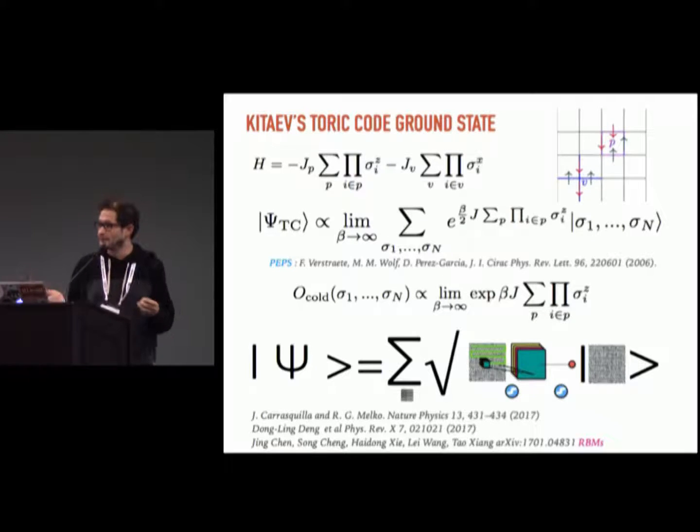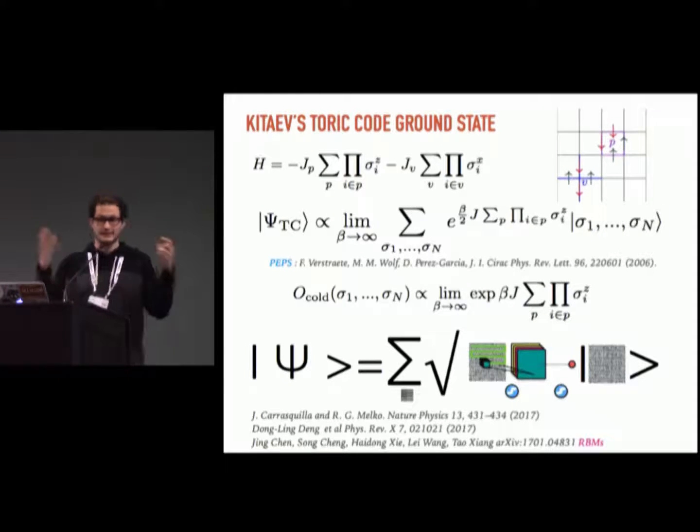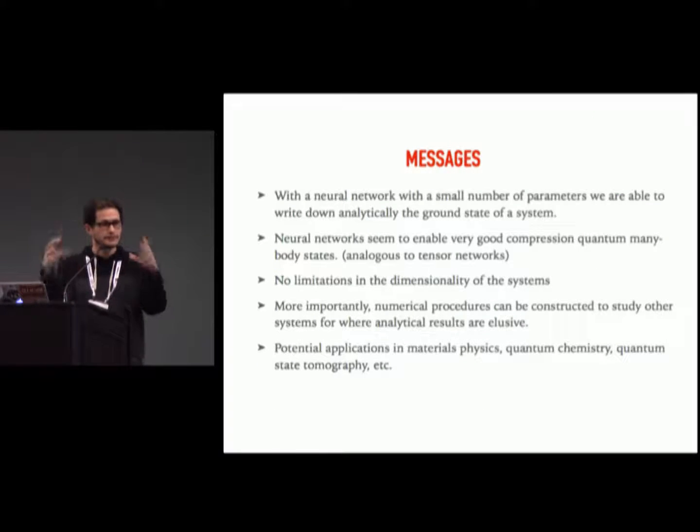RBMs were introduced by Giuseppe, by the way, as an answer for many-body systems. All this is just to tell you a message that I think is very important: that a neural network with a small number of parameters is able to write down analytically the ground state of the system, at least in this very simple case.